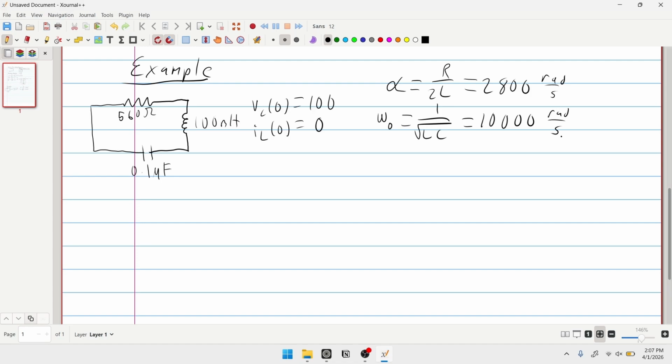And so if you compare these, we see that alpha is less than omega naught. So that means the system is underdamped.